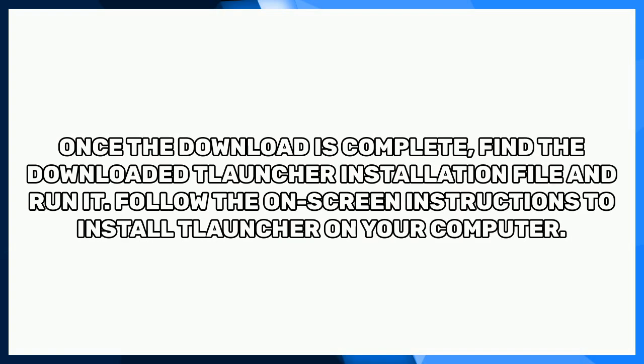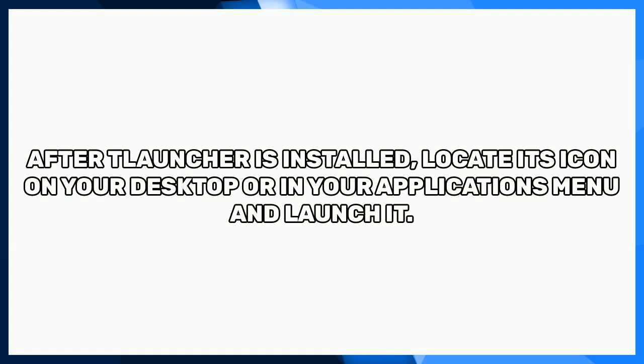Once the download is complete, find the downloaded Tlauncher installation file and run it. Follow the on-screen instructions to install Tlauncher on your computer. After Tlauncher is installed, locate its icon on your desktop or in your applications menu and launch it.